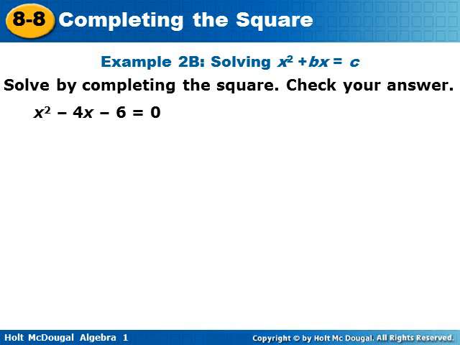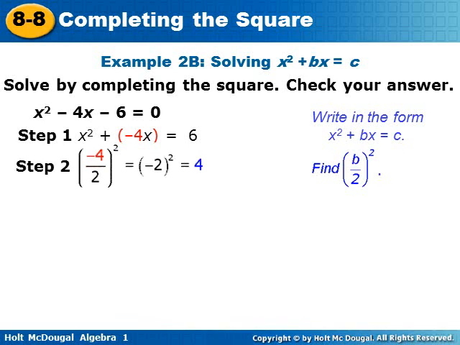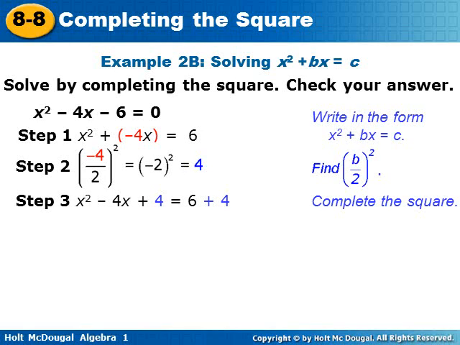Solve by completing the square. Check your answer. x squared minus 4x minus 6 equals 0. The negative 6 isn't helping us, so we need to move it to the other side so we can write it in the form x squared plus bx equals c. So we're going to add 6 to both sides, and that gives us x squared plus negative 4x equals 6. We're going to find b divided by 2 squared. So negative 4 is b, divided by 2 is negative 2, squared is 4. We're going to complete the square by adding 4 to both sides.